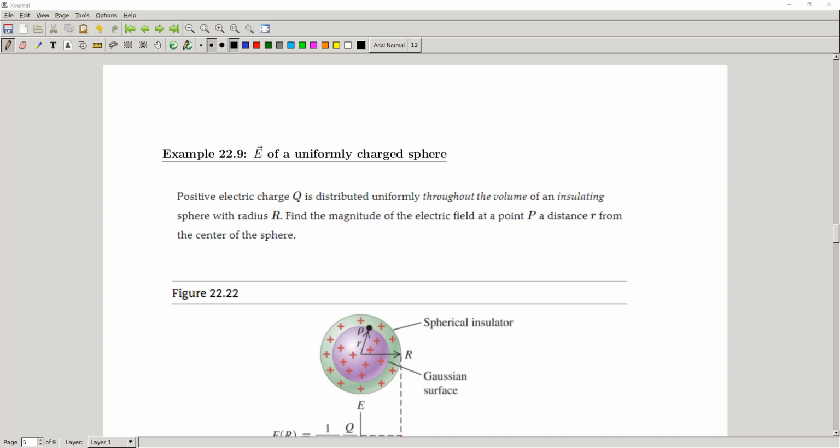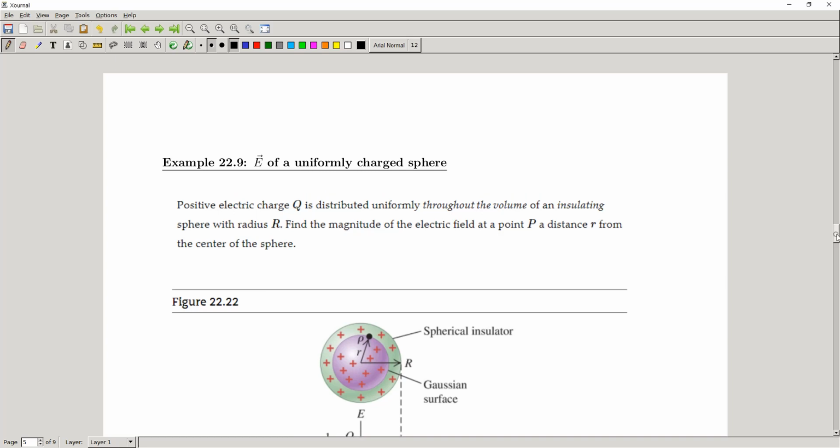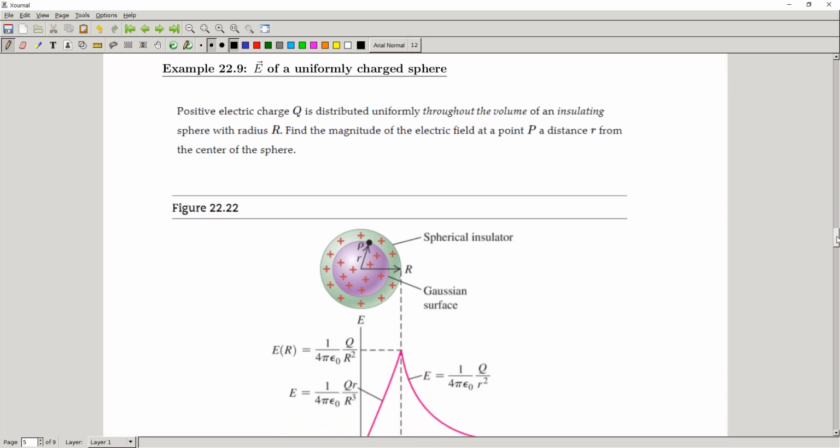Okay, let's keep going here. Okay, so now we're going to look at the electric field of a uniformly charged sphere. So what do we have here? We have a positive electric charge of big Q distributed uniformly through the volume of this insulating sphere of radius big R, and we want to find the magnitude of the electric field at a point P, a distance r from the center of that sphere.